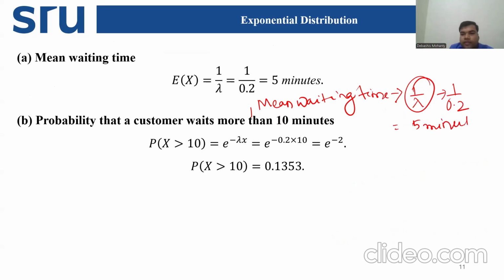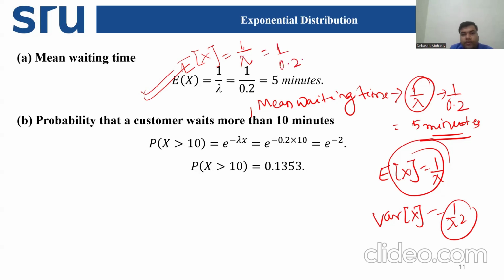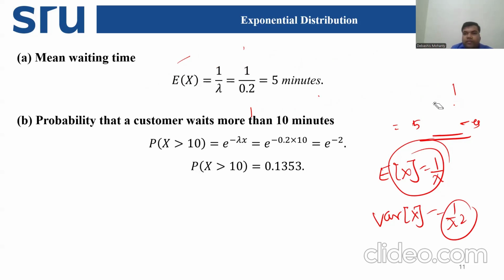I have already explained this. You know that the expectation of x is 1 by lambda, and the variance of x is 1 by lambda squared. So when we are calculating the mean of the waiting time x, that is the expectation of x, we apply the formula 1 by lambda, and we get 1 by 0.2, which is equal to 5 minutes. This is about the first question. Just apply the formula to find the mean of the waiting time, that is, calculate the expectation of x.